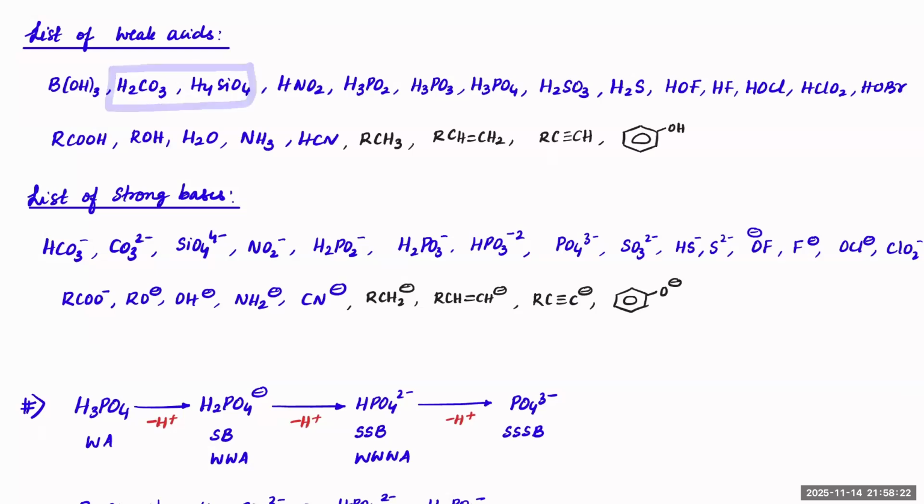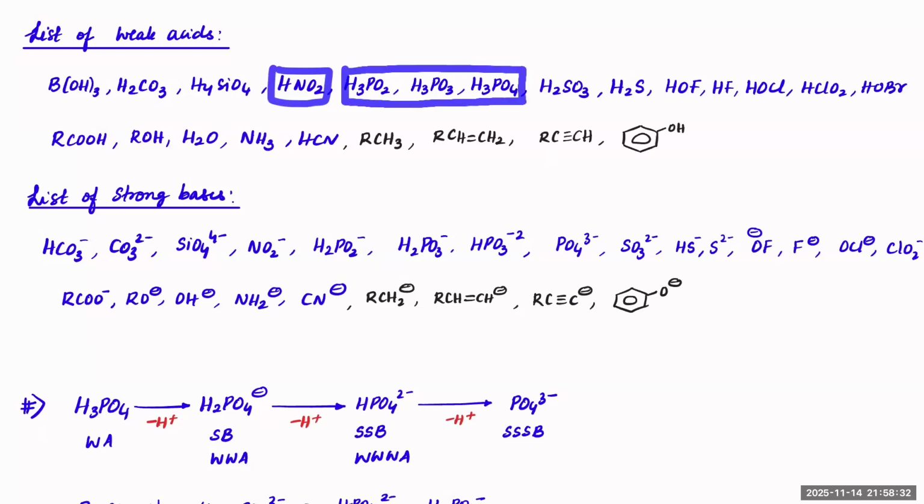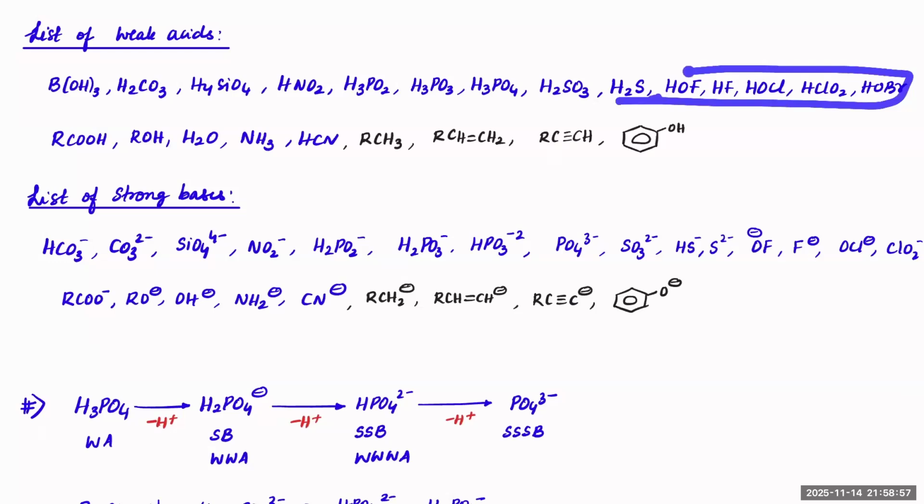Group 15, you have a lot of acids: HNO2, nitrous acid, H3PO2, H3PO4, H3PO3. These are all phosphorus acids, and all of them are weak. In group 15, these are the very commonly used acids. Group 16, we have H2SO3 and H2S. These two are weak acids which you will notice. Group 17: HOF, HOCl, HF, HClO2, HOBr, HClO3. All of those are weak acids.